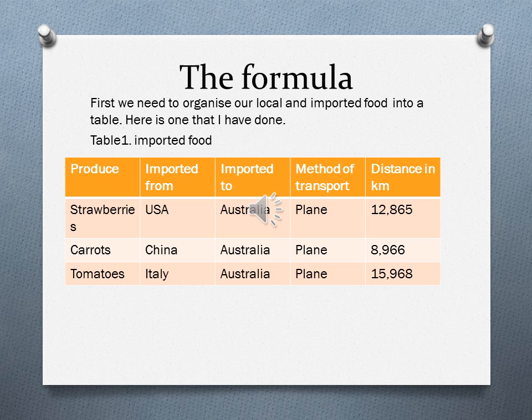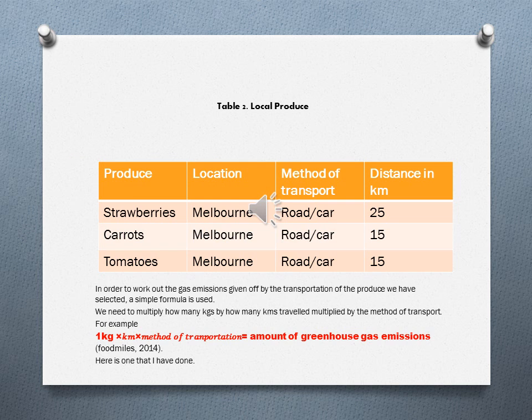We need to organise our local and imported foods into a table. Here is one that I have done. Here you can see the imported food, where it's come from, where it's going, the method of transport and the distance in kilometres it has travelled. Table 2 has local produce, which also uses the method of transport and the distance in kilometres.